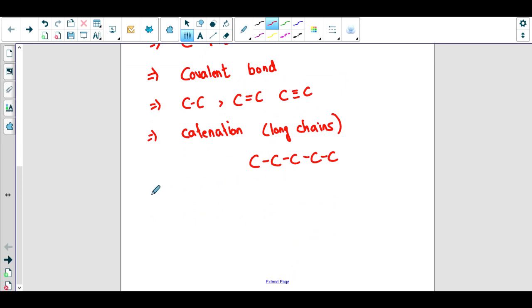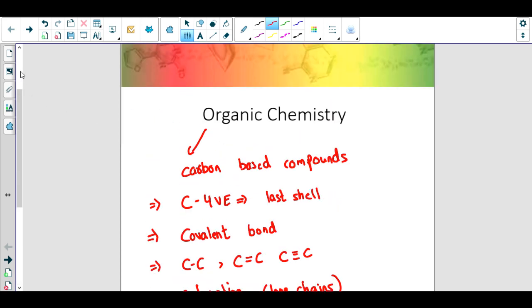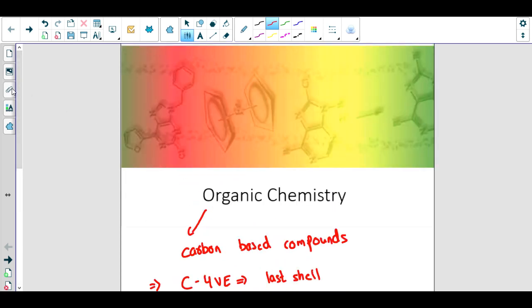Apart from that, carbon has straight chain compounds, branch chain compounds, rings, aliphatic compounds like ring structures. Then we have aromatic ones which are like alternating single and double bonds. All these properties make carbon so versatile and special that there is a separate branch of chemistry for this, which is known as organic chemistry.